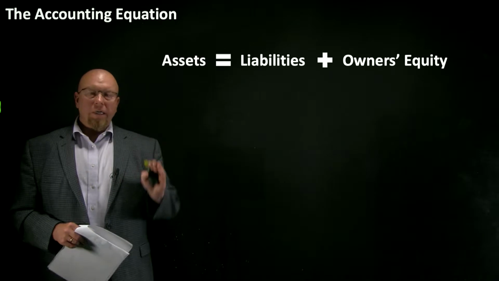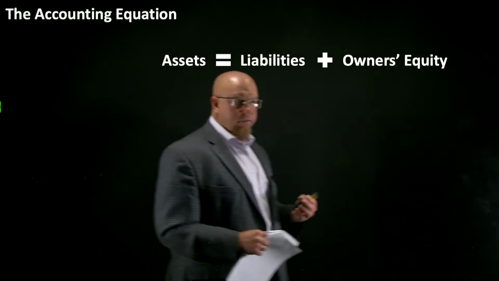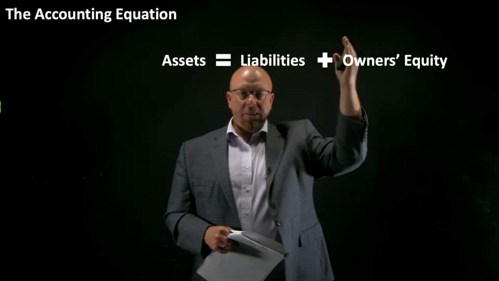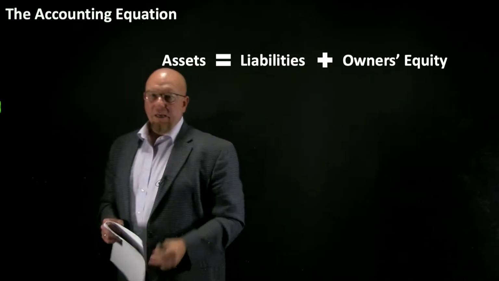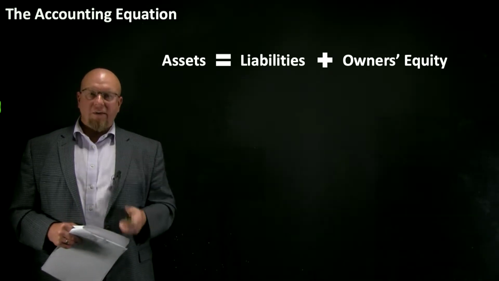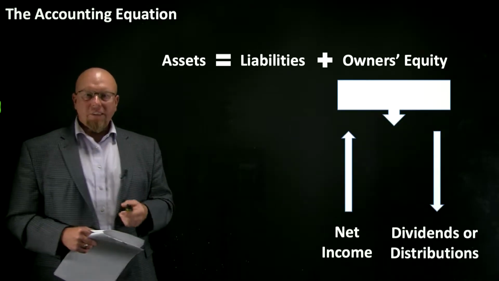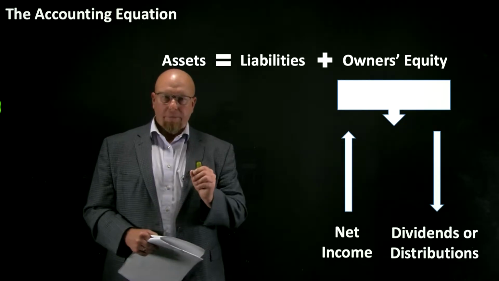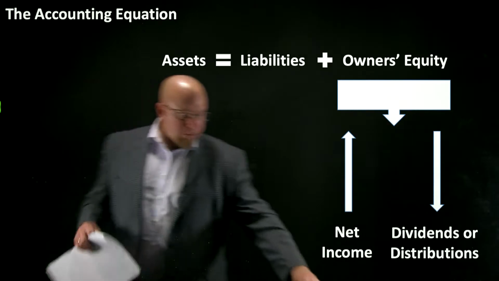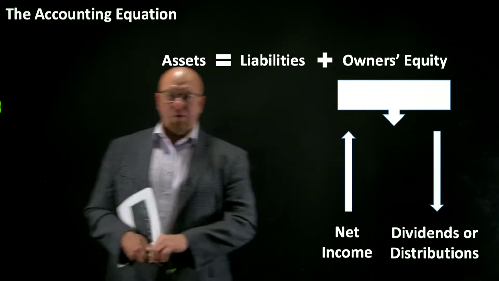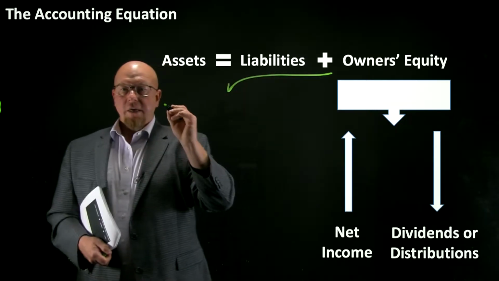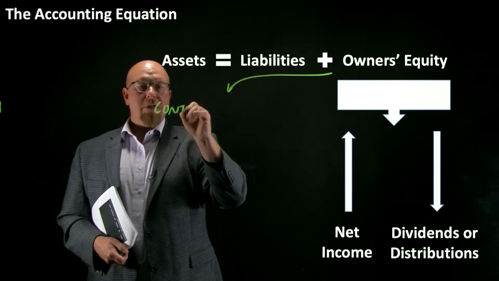So at any point in time, as we record transactions, the assets of the entity will be equal to the liabilities plus the owner's equity of the entity. This identity will always exist, and it's really the basis of double entry bookkeeping. Now, let's expand owner's equity just a little bit. Because if we think about owner's equity, there are really two broad categories of owner's equity. And let me just explain this. There is something called contributed capital.